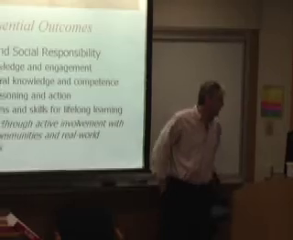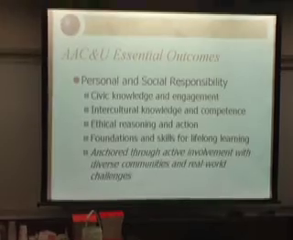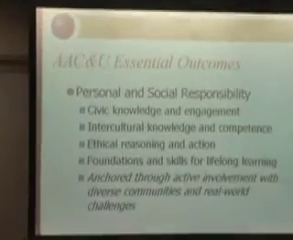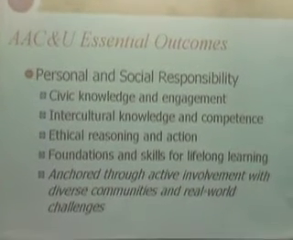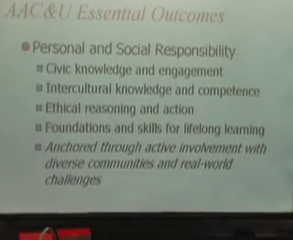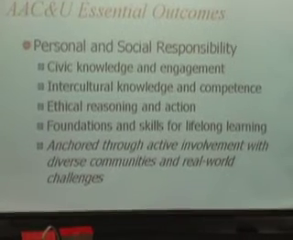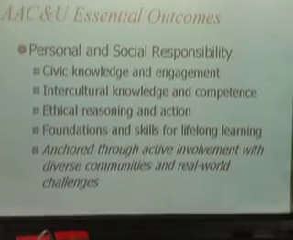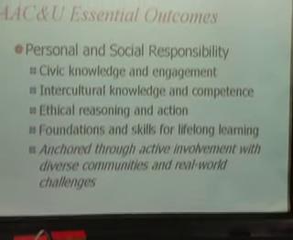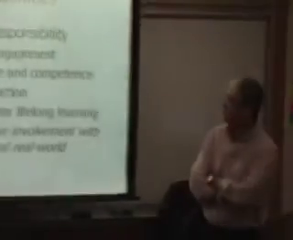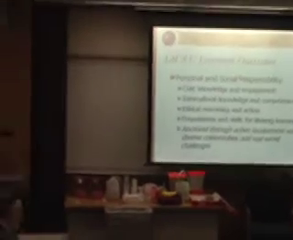So obviously this is something which is very important to us and far predates the arrival of the global modules in the curriculum. But it's also something that you see more and more in international and national definitions of a qualified student. This is the AAC&U Essential Outcomes, and they list 4 of them, and this is just one of them: personal and social responsibility. And things like civic knowledge and engagement, intercultural knowledge and competence, ethical reasoning and actions, are all things that we touch on in the global modules. And then finally, this is anchored through active involvement with diverse communities and real-world challenges. Well, this is exactly what we do with the modules. So it's a Champlain thing, but it's increasingly something you see nationally and internationally.